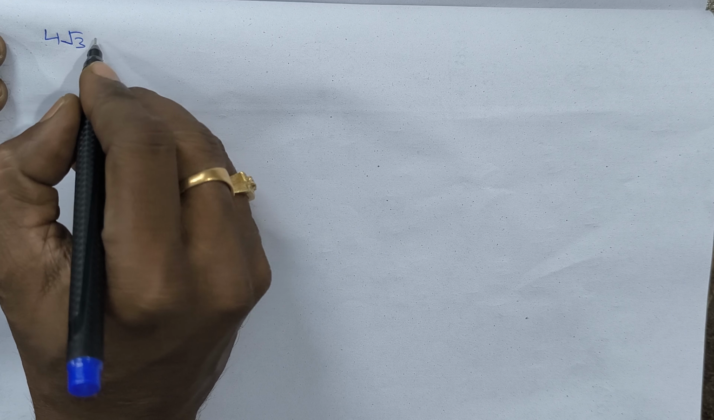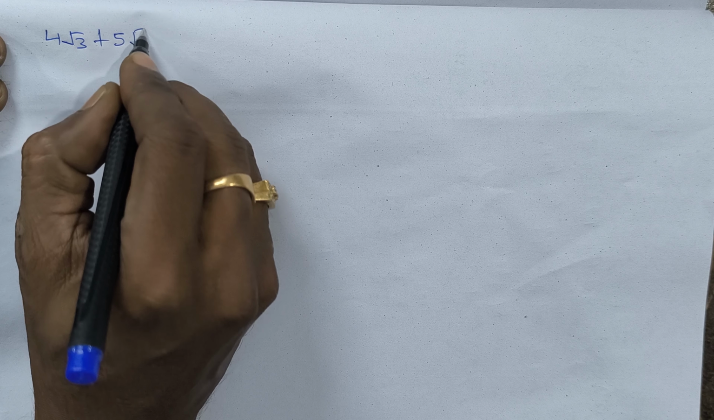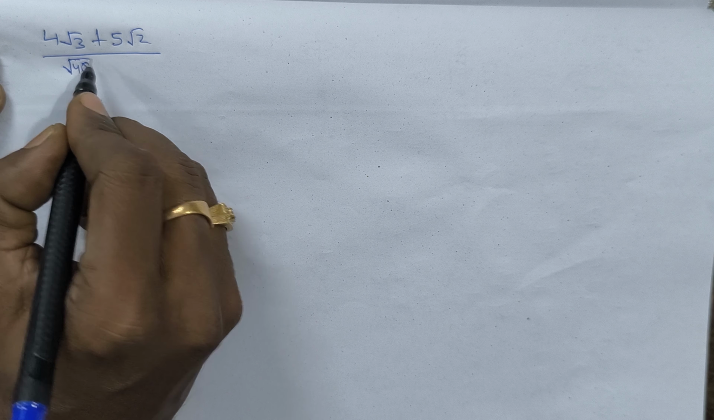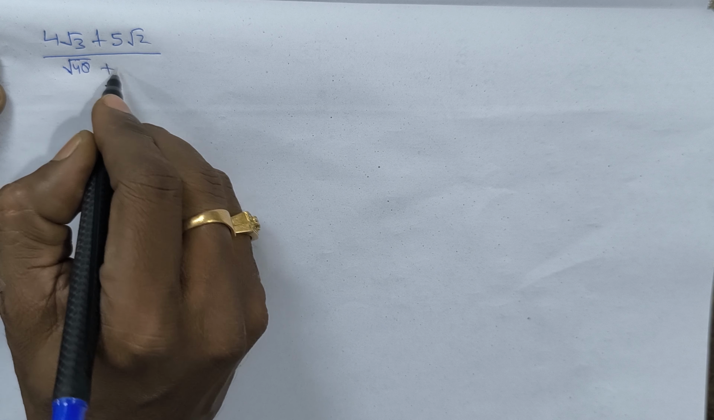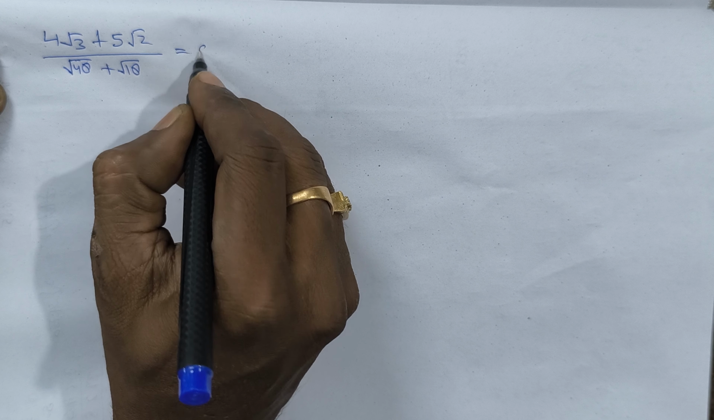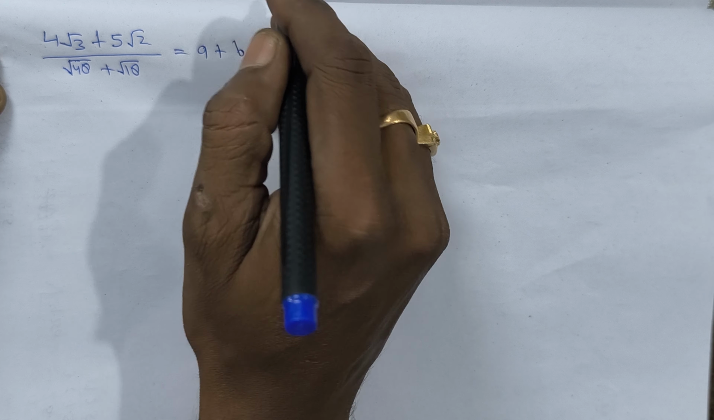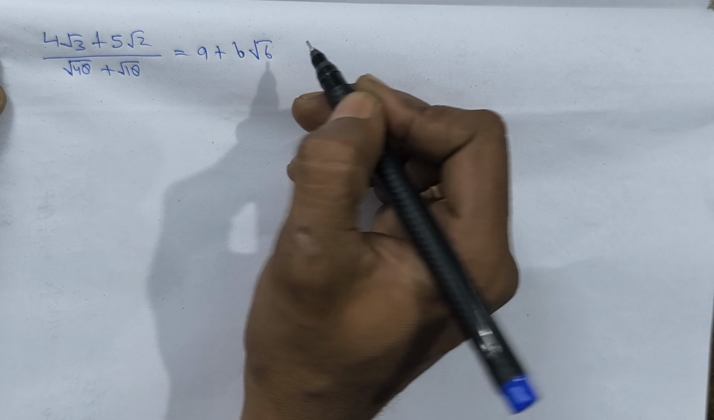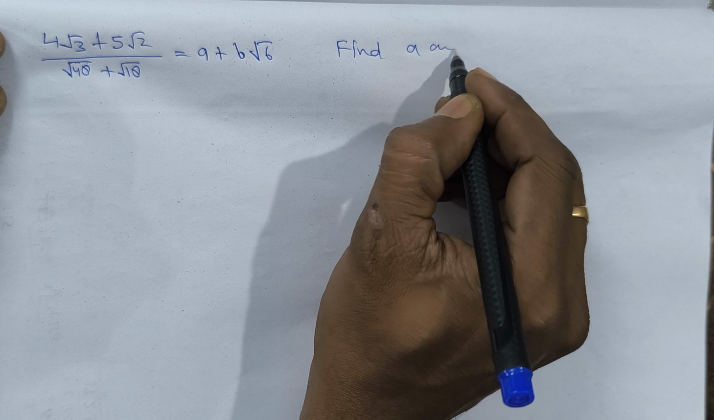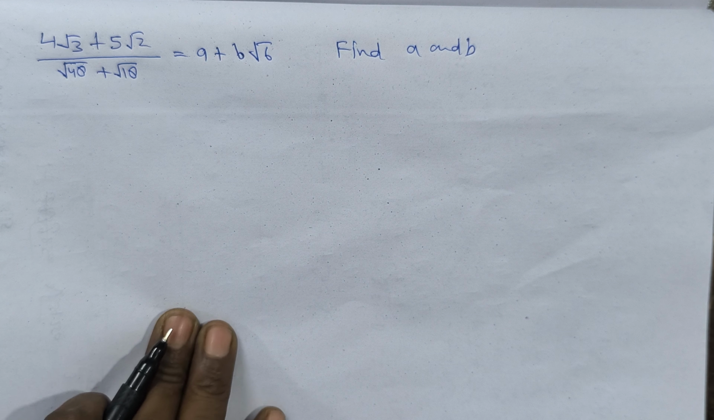Question 4. (4 root 3 plus 5 root 2) upon (root 48 plus root 18) is equal to a plus b root 6. Find a and b.